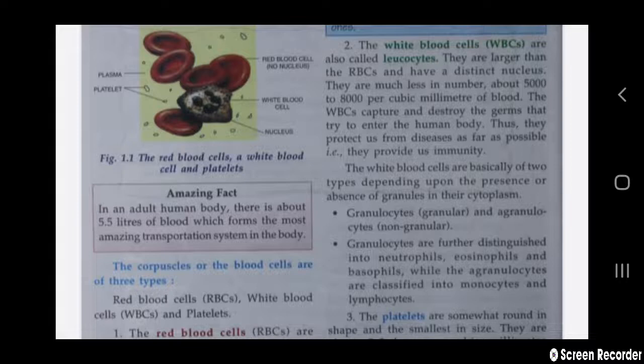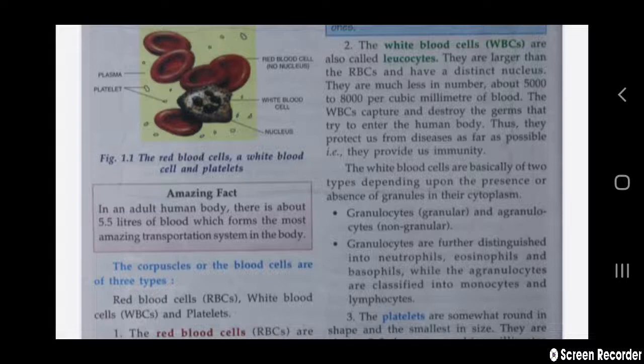White blood cells can capture and destroy germs. They capture the germs that try to hurt or injure our body and destroy them. Thus they protect us from diseases, and we can also say they provide us immunity.